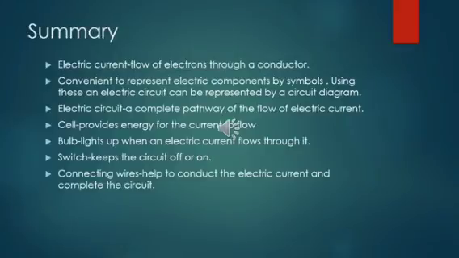Electric circuit is a complete pathway for the flow of electric current. Cell provides energy for the current to flow. Bulb lights up when an electric current flows through it. Switch keeps the circuit off or on. Connecting wires help to conduct the electric current and complete the circuit.